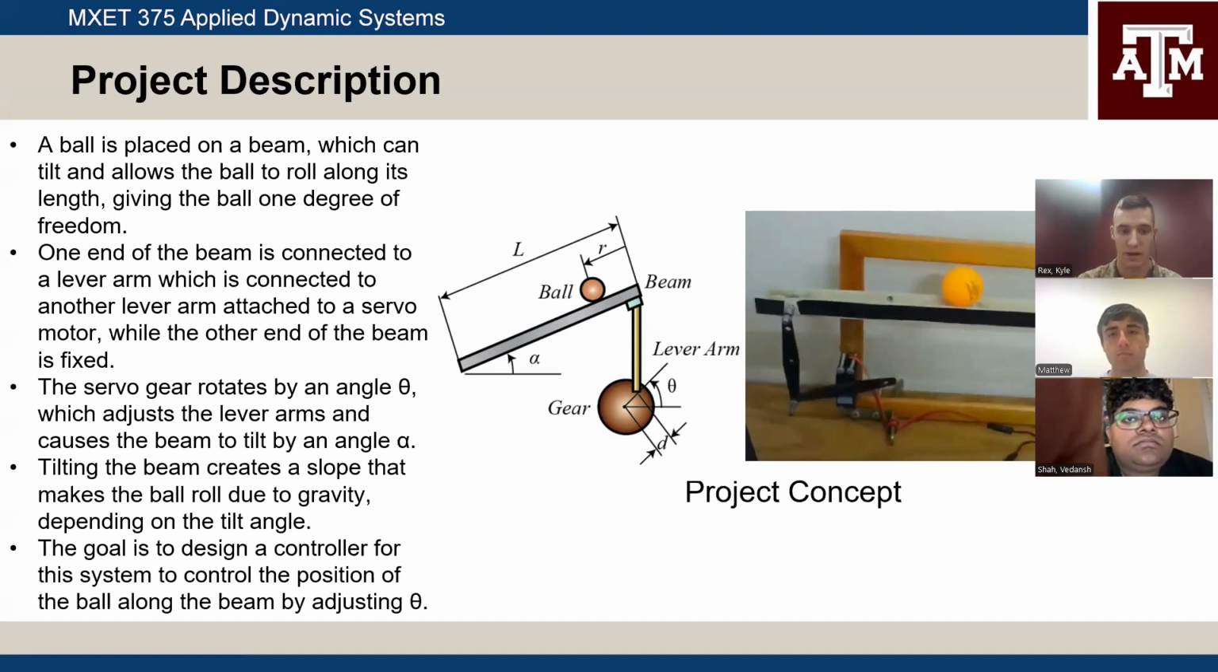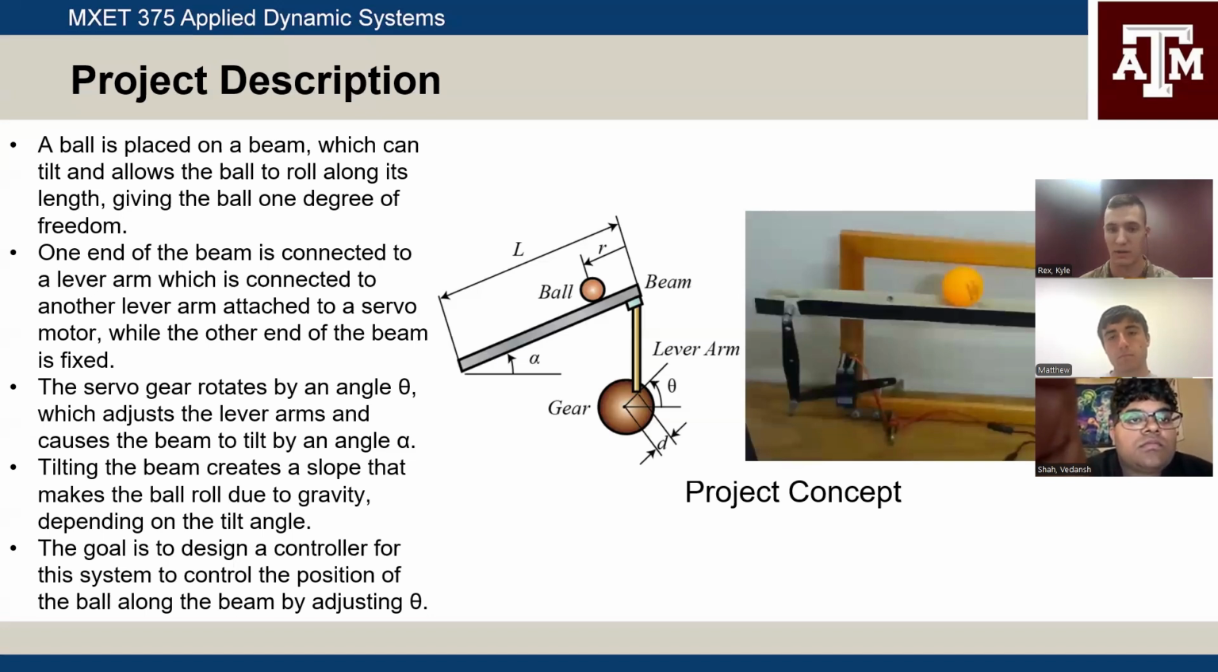It's going to rotate by an angle theta, and then that angle adjusts the lever arm and causes the beam to tilt by an angle alpha. So tilting the beam creates a slope that makes the ball roll due to gravity depending on the tilt angle. And so our goal is to design a controller for this system to control the position of the ball along the beam by adjusting theta.